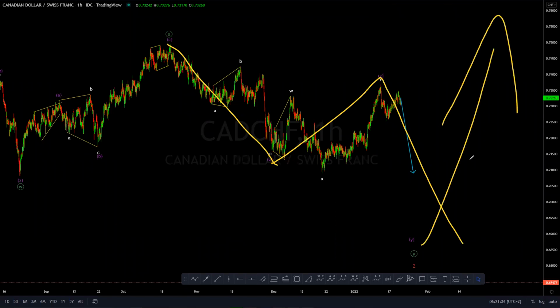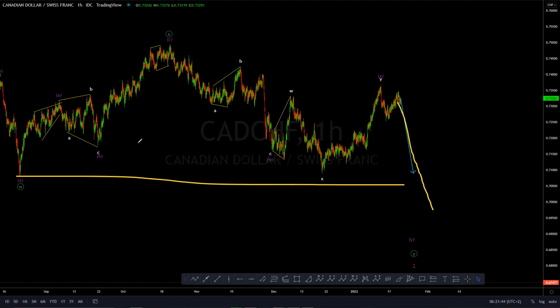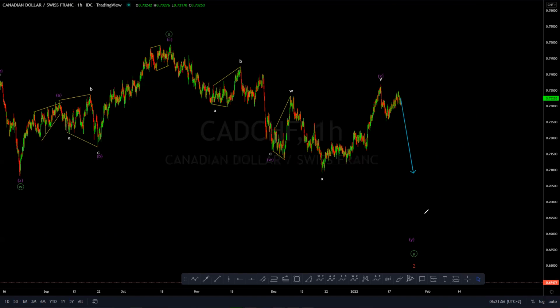Okay. It is important, however, that for this view to hold, we need to see a break below this level here. If this view has to hold, price would need to trade lower and break below this level here, level of wave W in green within wave 2 in red. That will be confirming the move to the downside.